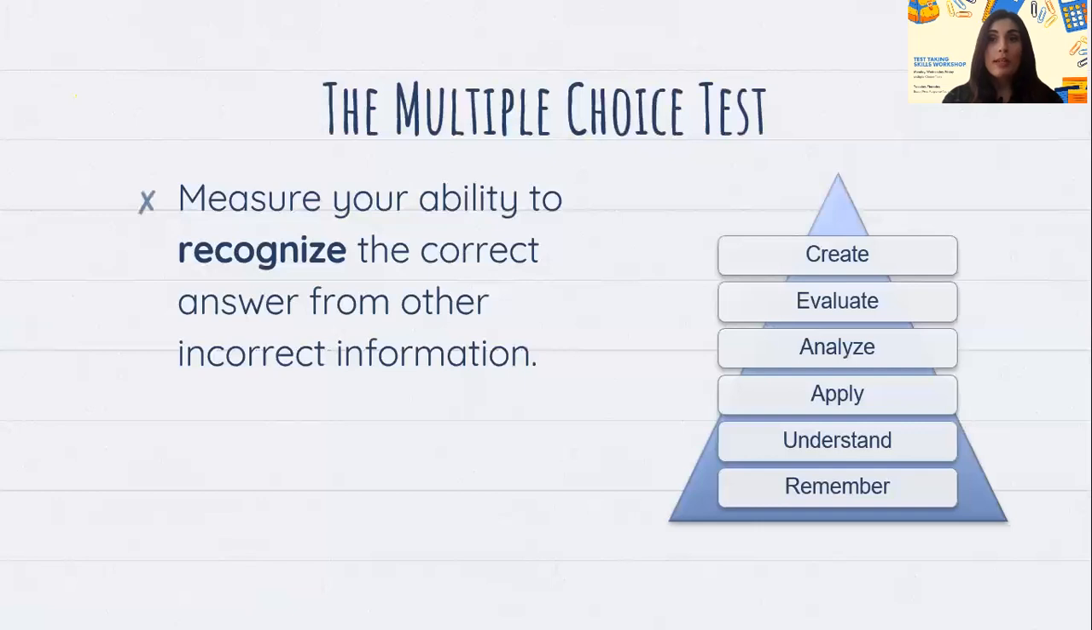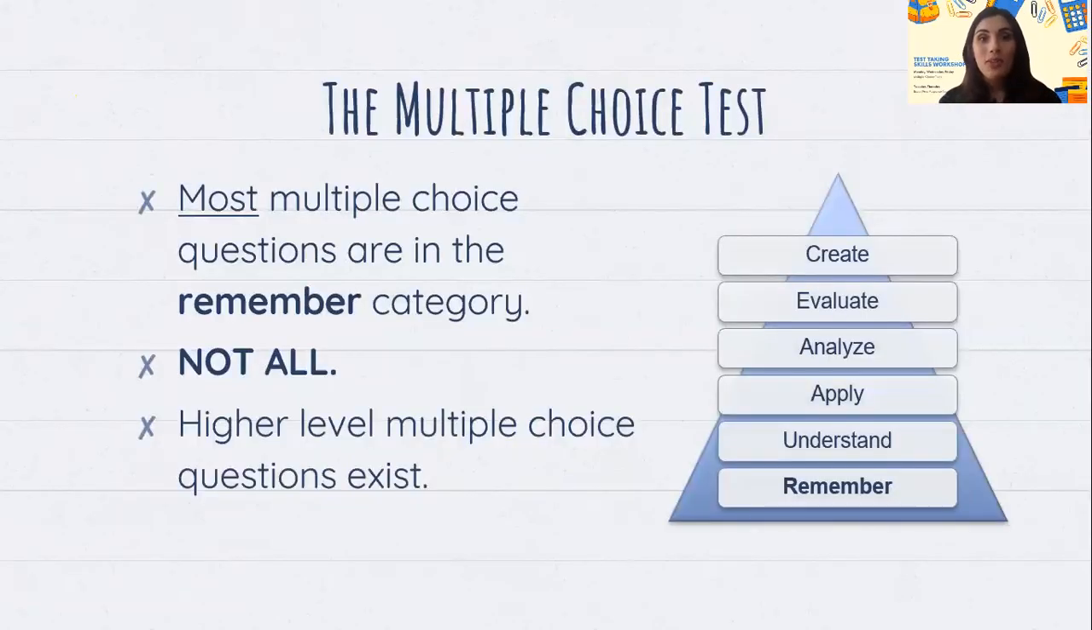So what is a multiple choice test? You've probably taken so many of them in your school years, in college, but what a multiple choice test does is measure your ability to recognize the correct answer among other incorrect information. So being able to recognize which is right and which is wrong. Most multiple choice questions fall into the first category on Bloom's taxonomy, on the pyramid here. Not all of them, but most questions do fall under this lower level of learning.